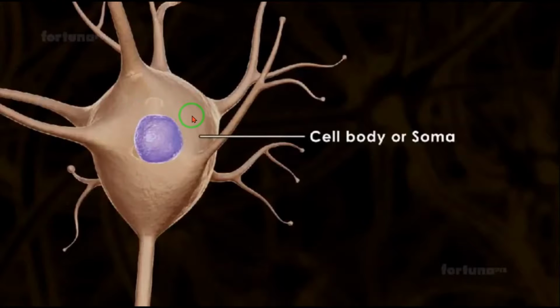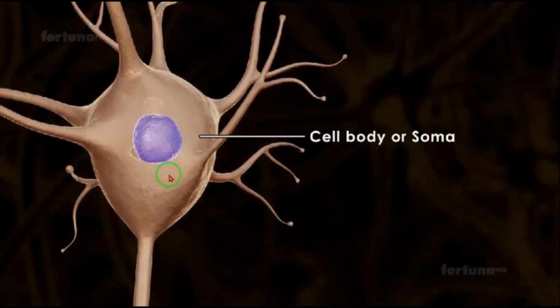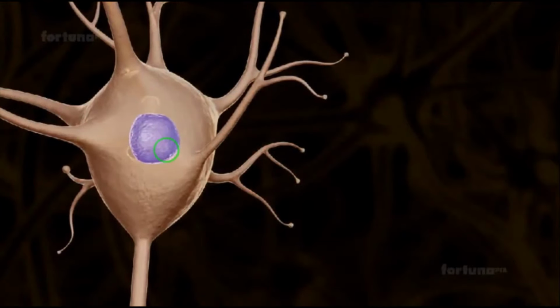This region is filled with cytoplasm. So that is known as what? Neuroplasm. The cytoplasm has large granular bodies called Nissl granules. Not only the Nissl granules, some cell organelles are also present. They are mitochondria, ribosomes, lysosomes and endoplasmic reticulum. These neurons do not have the ability to divide.